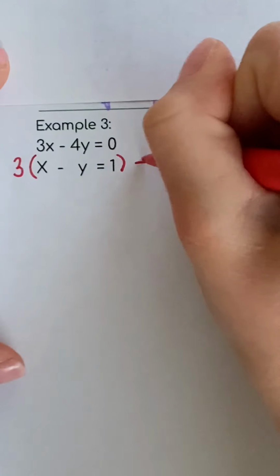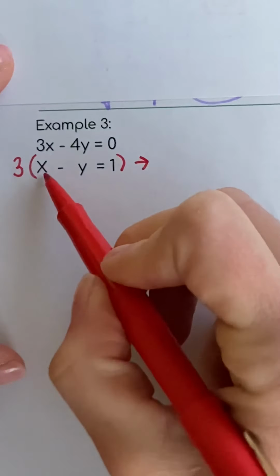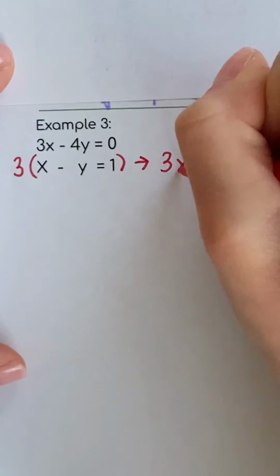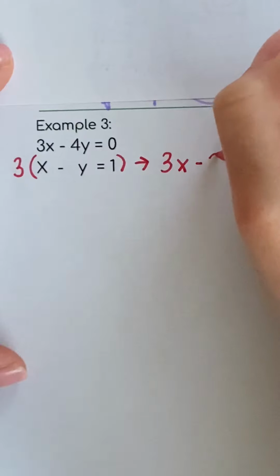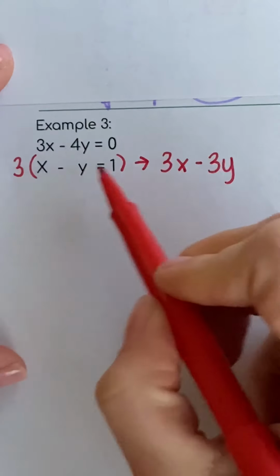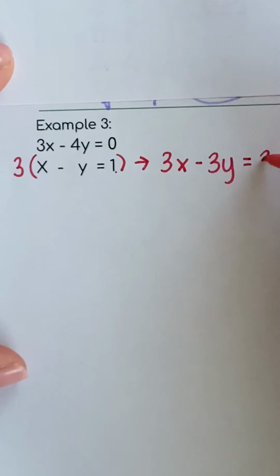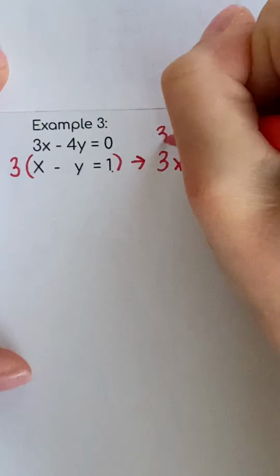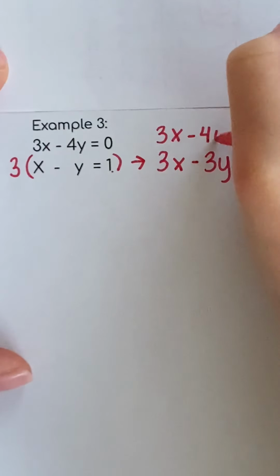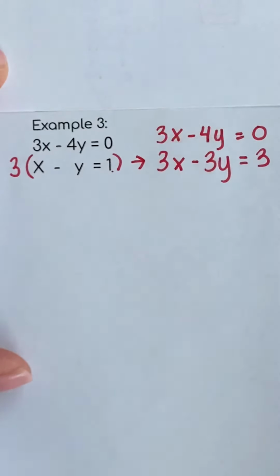So my new bottom equation, 3 times x is 3x. 3 times y, keep that sign, is minus 3y. 3 times 1 is 3. There's my new bottom equation. Then the top, I need to keep everything lined up, so I'm going to rewrite that one. 3x minus 4y equals 0.